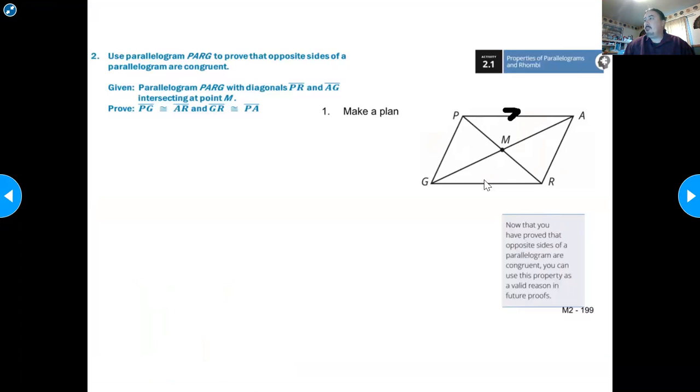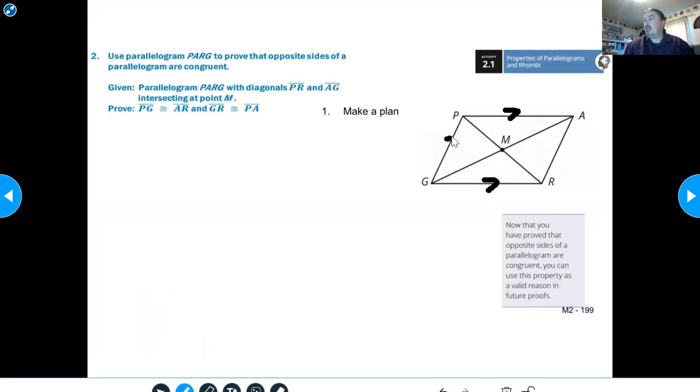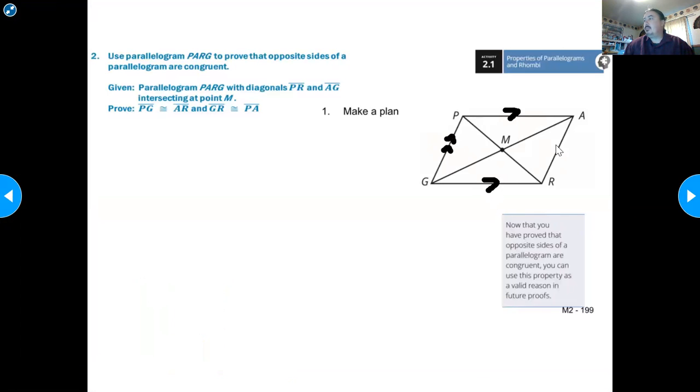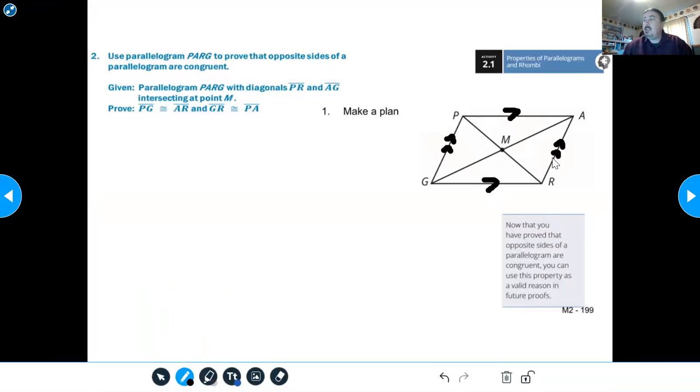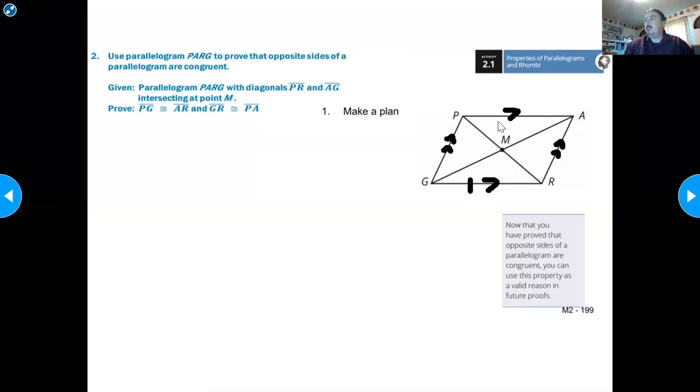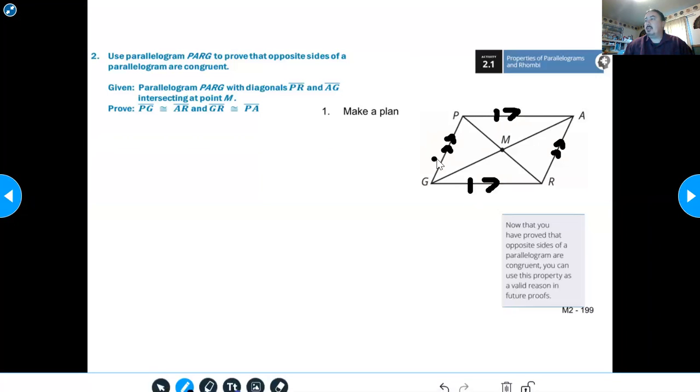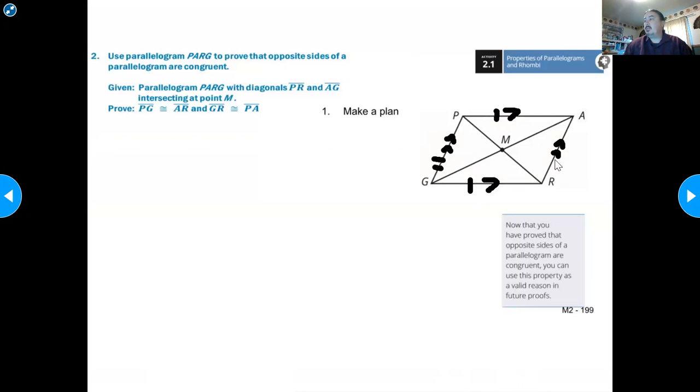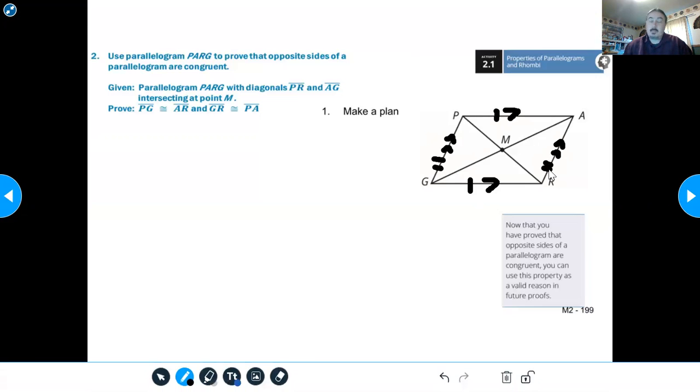By definition, in parallelograms, opposite sides are parallel. Can you use that? Yeah, you can use that. Also, by definition, in parallelograms, opposite sides are congruent. That's useful. Okay.